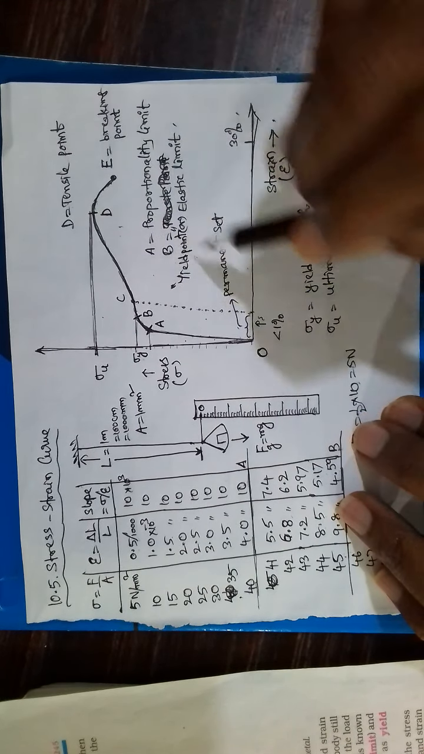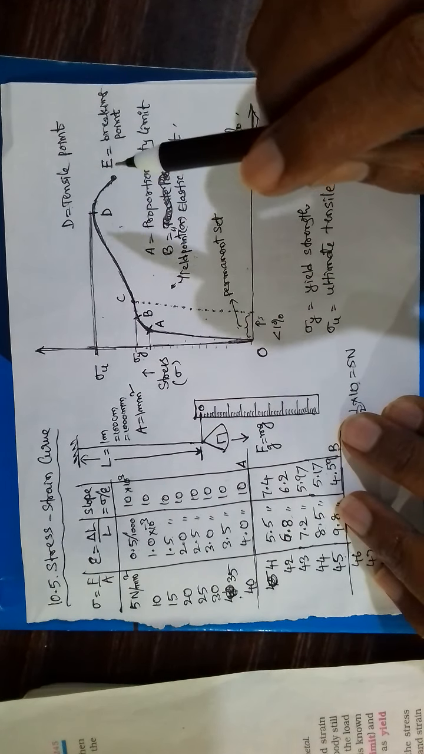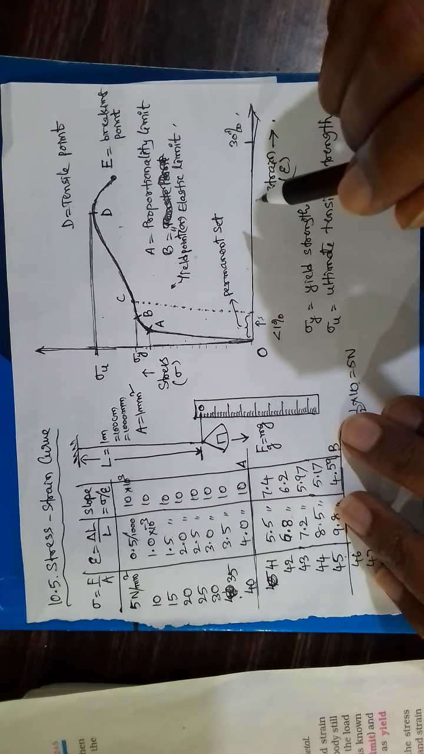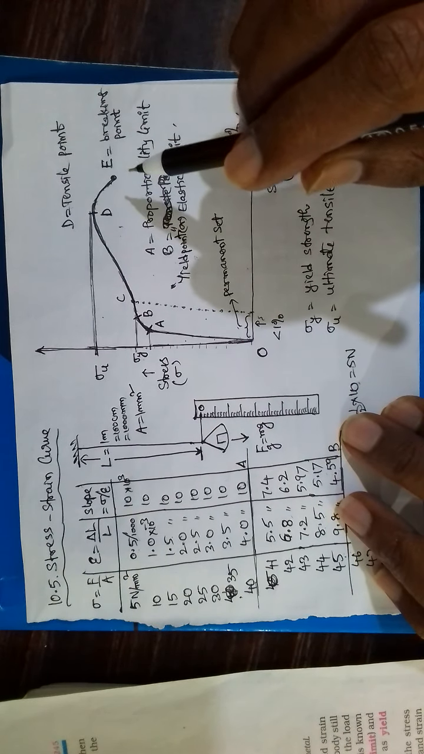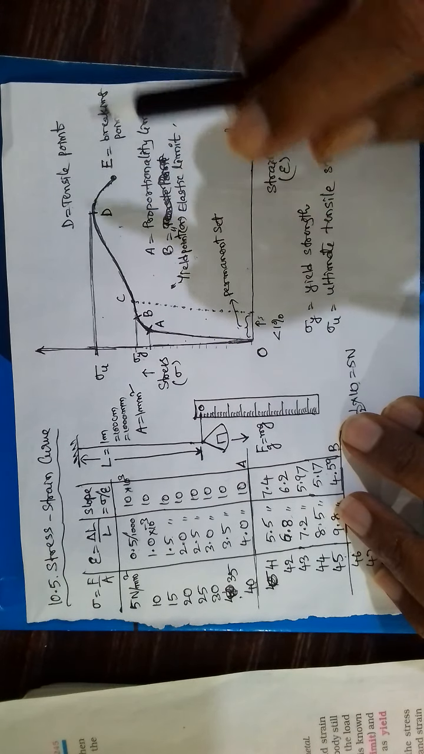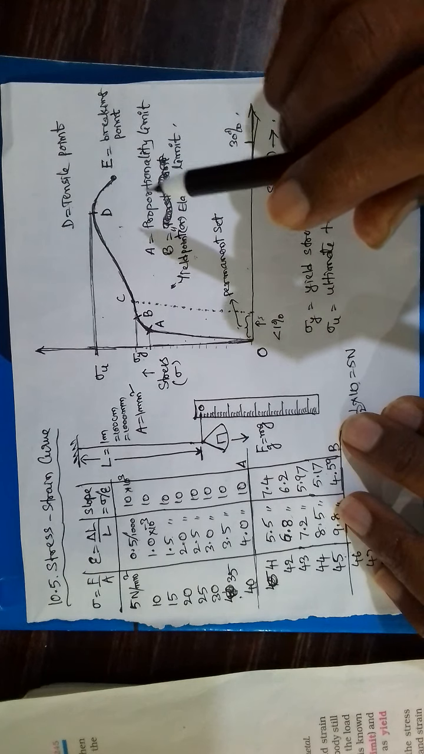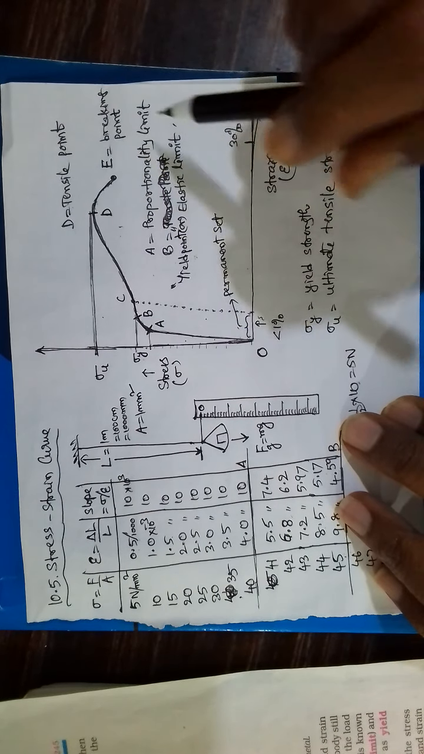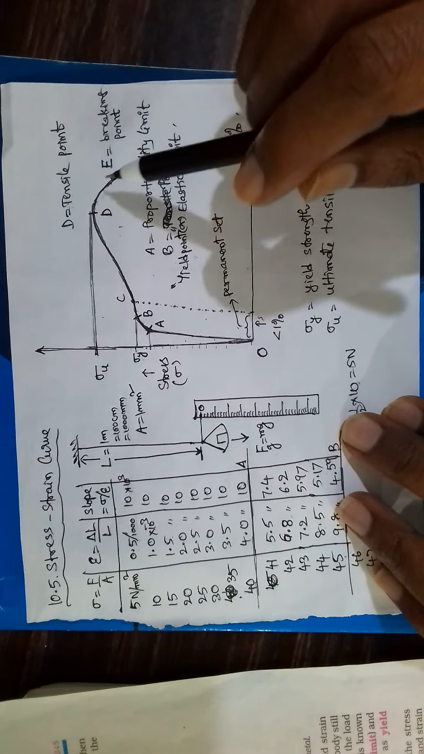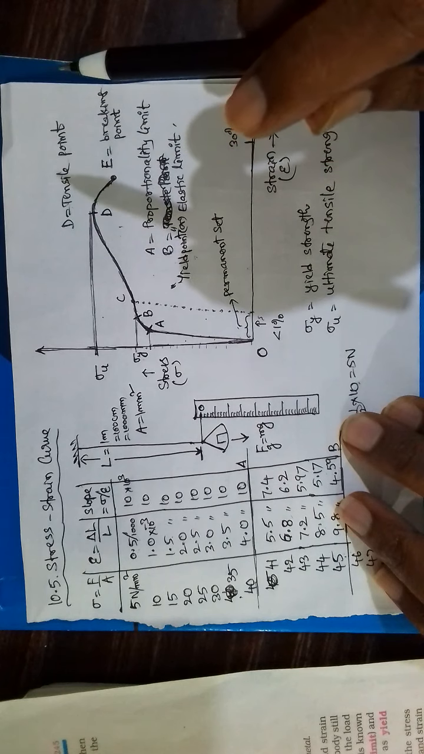This is important. If the distance between D and E is small, the material is brittle. If the distance between D and E is large, what does it mean? You can make the wire thinner and thinner and thinner. That is possible only for gold. Gold material can be made as thin as possible. It is ductile. So if the distance between D and E is more, we say that material is ductile.